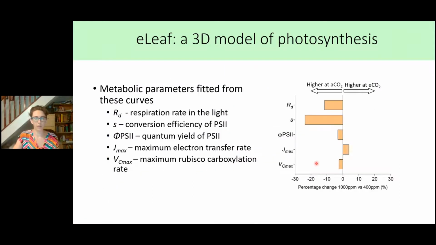From those gas exchange curves, we're able to extract values for these important parameters of photosynthesis, which are all part of the model. And generally, if you look at this graph again, we've done the same as before. The bars on the left-hand side, the values are higher at ambient CO2. The bars on the right-hand side are higher at elevated. Generally, the photosynthetic machinery or metabolism is tuned up at ambient CO2. Seems to be performing better.